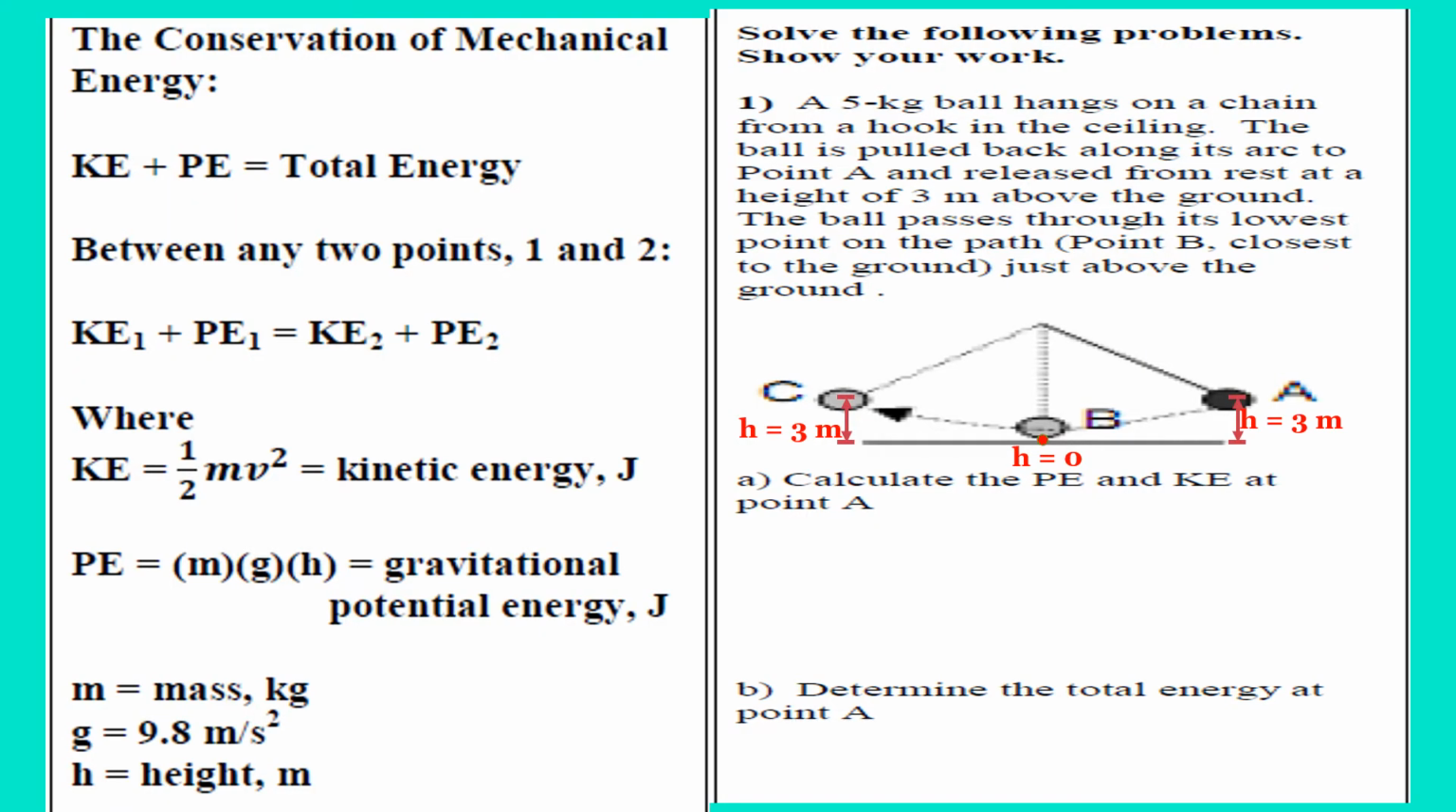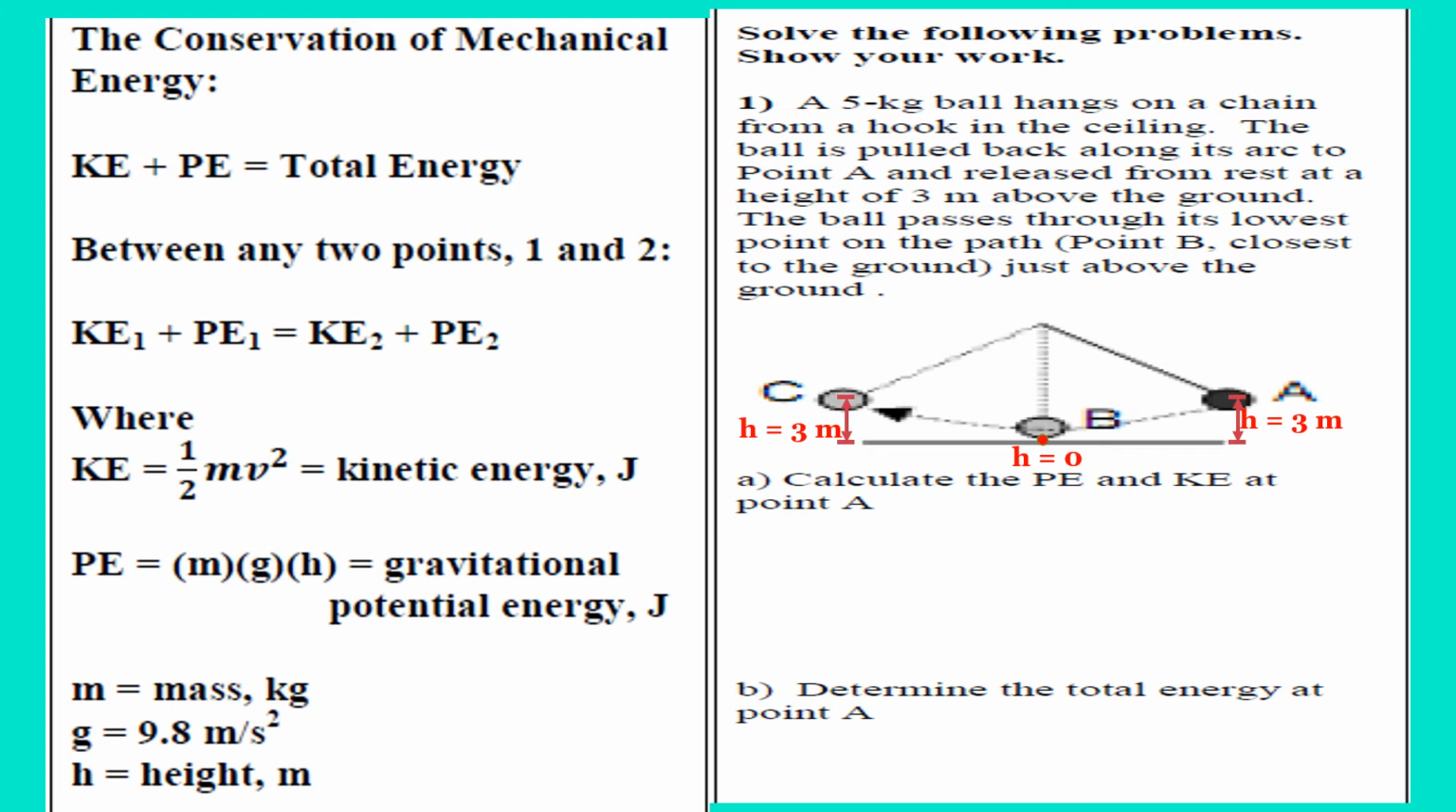Let us solve some problems now involving the conservation of mechanical energy. We learned that kinetic energy plus potential energy is total energy, and between any 2 points, say 1 and 2, kinetic energy at point 1 plus potential energy at point 1 equals kinetic energy at point 2 plus potential energy at point 2.